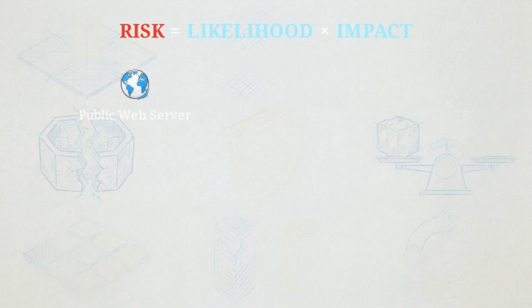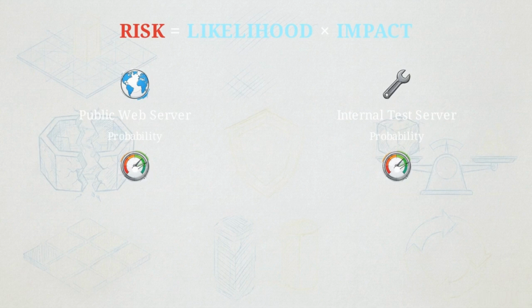This calculation produces the primary metric for security management. Risk equals likelihood multiplied by impact. Consider 2 distinct assets within the same network. On the left, a public-facing web server. On the right, an internal test server. Both servers share an identical vulnerability and threat environment, giving both a high likelihood of compromise.